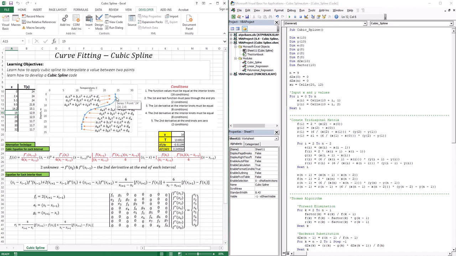So we have 9 intervals. I have those 2 unknowns. That means I would have 18 unknowns. But that's not what we have here.